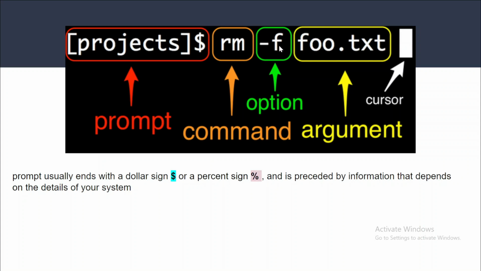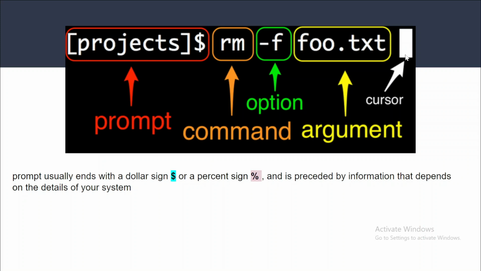Some commands have option features, some commands do not. In this format, if you see a dash symbol and a letter, that is considered an option. An option means you are telling your computer to remove forcefully; minus f is used to force without giving any error. The next is your argument. The argument means the particular file on which you are running this command. In this command line, I am telling my computer to remove the file foo.txt forcefully. So this entire command consists of command, option and argument.